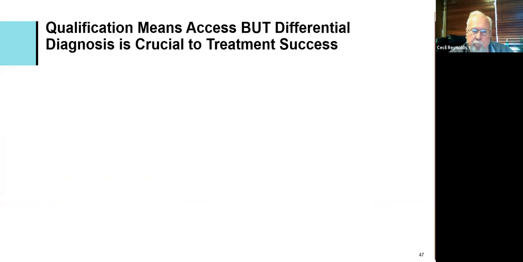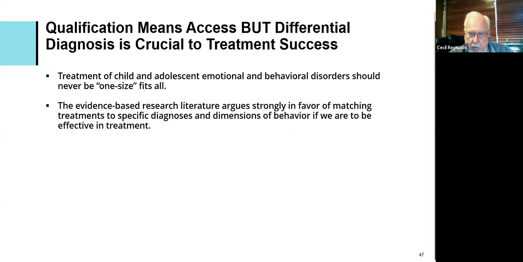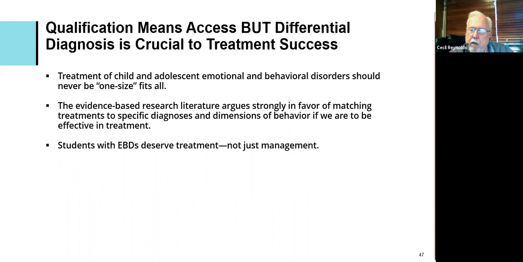And remember that qualification means access to services, but differential diagnosis is crucial to treatment success. So even though the EDQS will tell you in part whether or not a child is eligible for services, it doesn't tell you the specific IEP goals that should be there. It doesn't tell you what approach to take. It doesn't tell you what interventions are required.